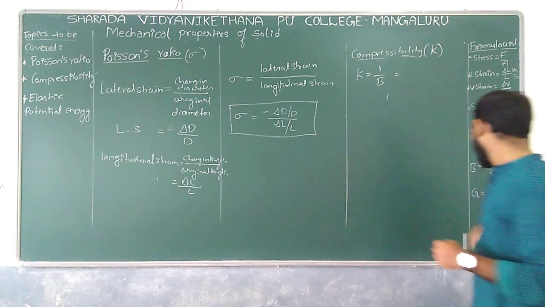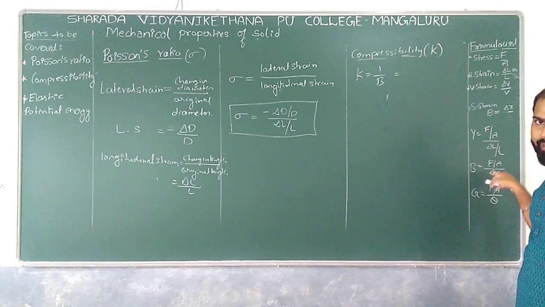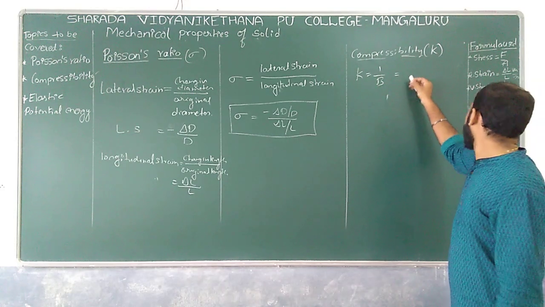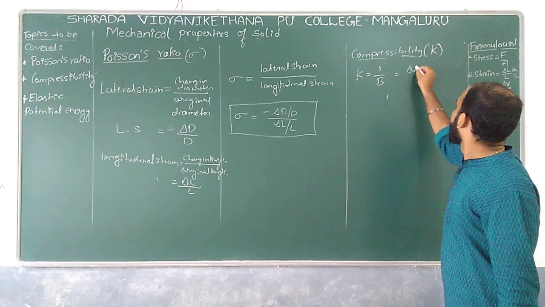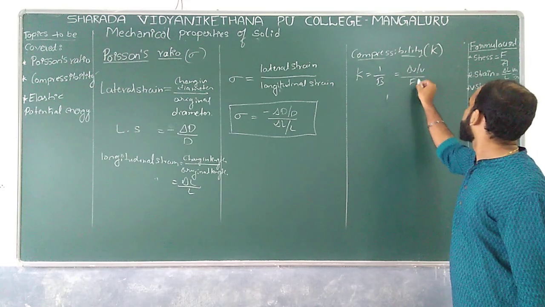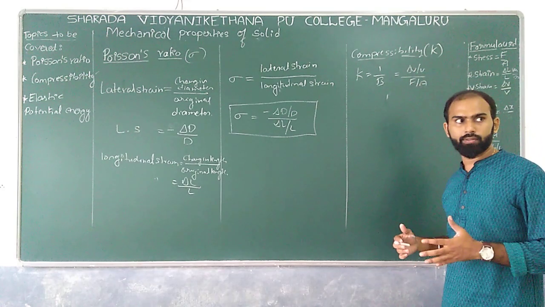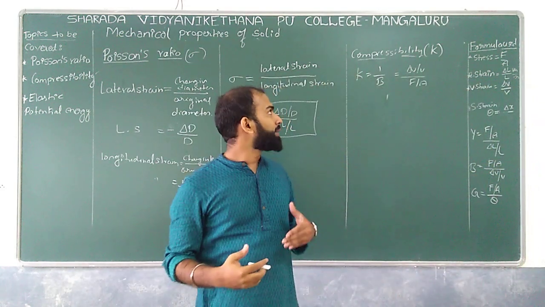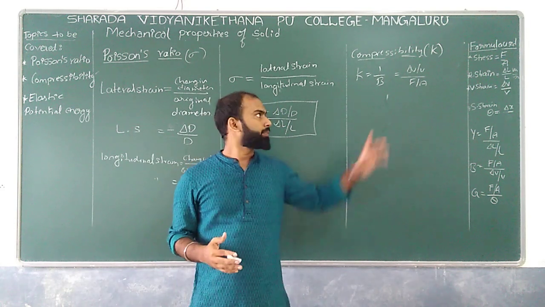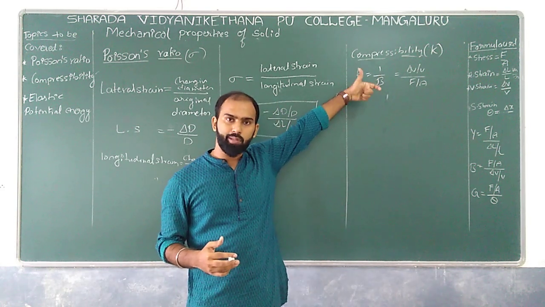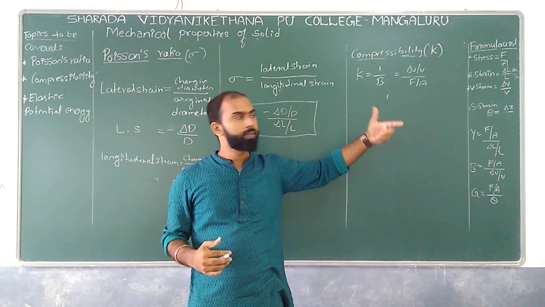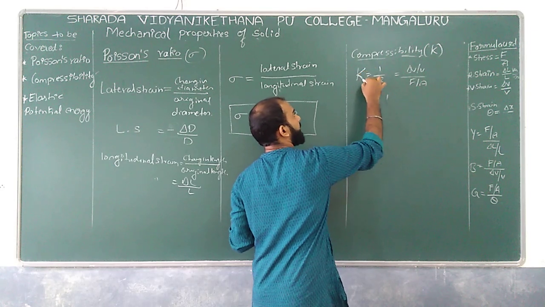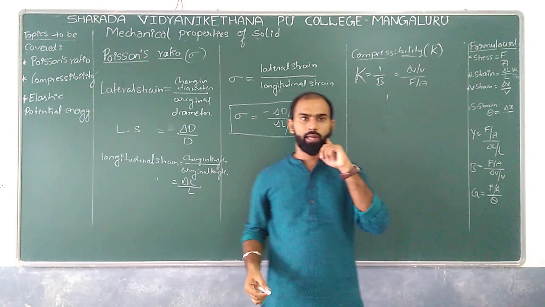For the bulk modulus, we have the condition F by A divided by delta V by V. So here I can write the compressibility as delta V by V divided by F by A. So this is how exactly it works. Whenever they ask you to find compressibility, you first get the bulk modulus and then take the inverse of that value. So you get a capital K. Capital letter K gives the compressibility.